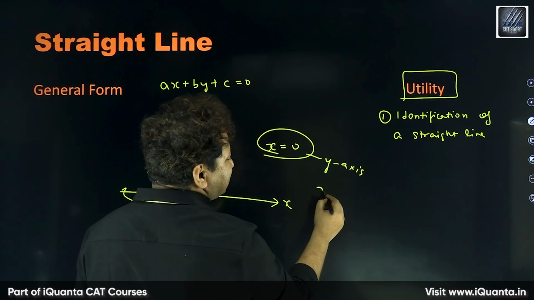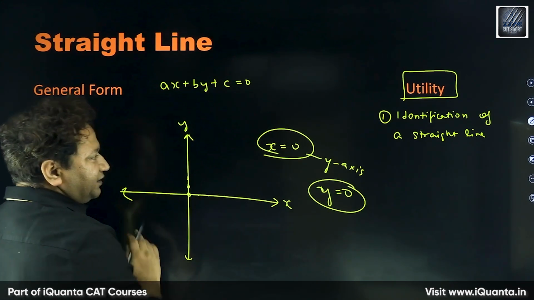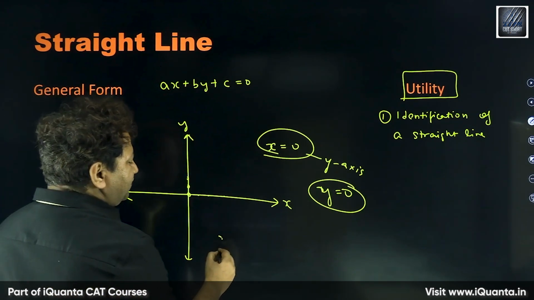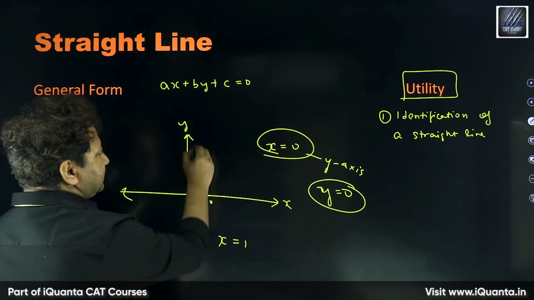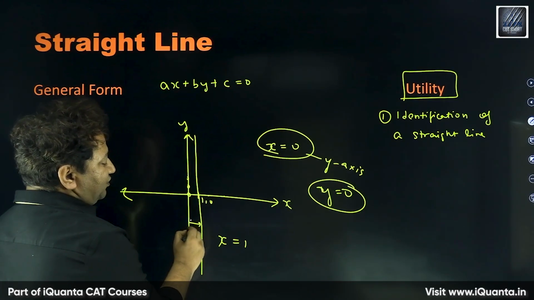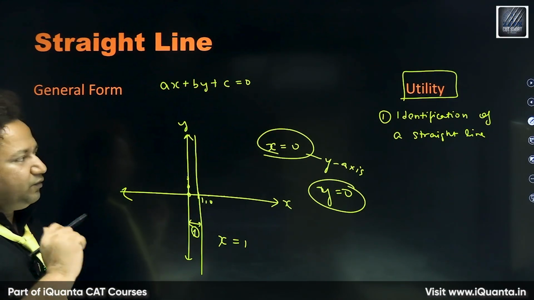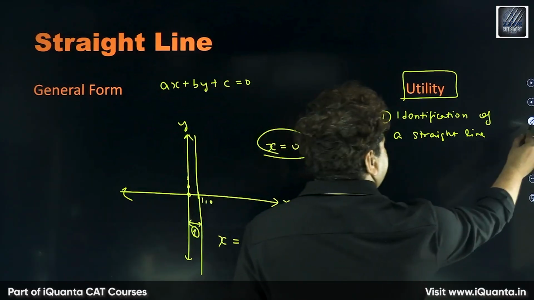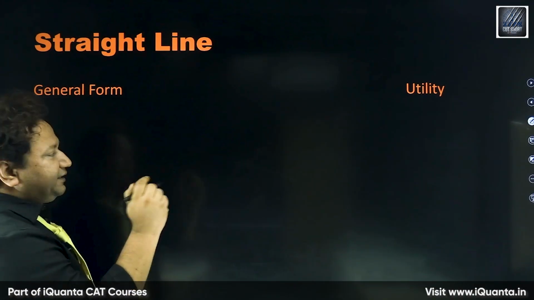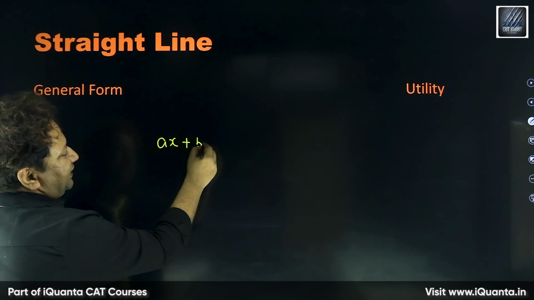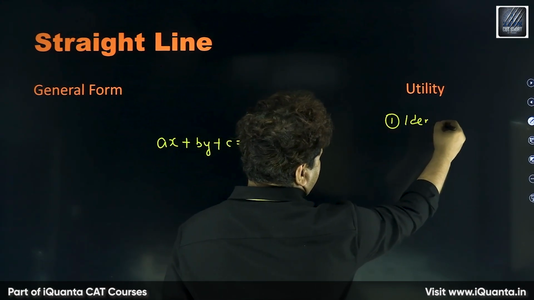When I say y is 0, that represents the x-axis. So y is 0 over here, everywhere y is 0. Okay, so we understand that. If I say x is equal to 1, that means if this is the point 1, 0, a line passing through this point which is parallel to y-axis at a distance of 1 unit would be nothing but x equal to 1. Okay, but our focus is majorly on the linear equations with two variables, which is ax plus by plus c equal to 0. So as I told you, the first utility is identification of a straight line.